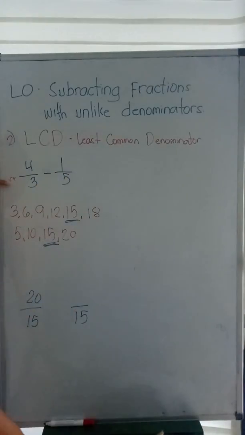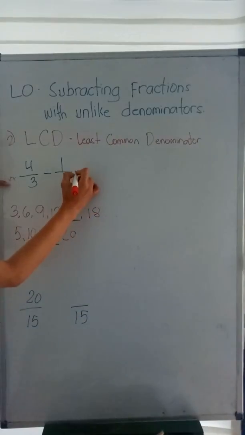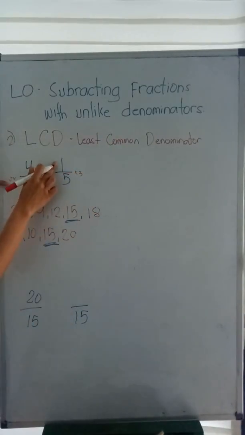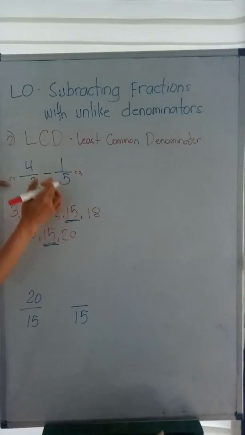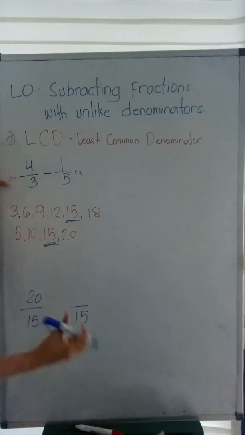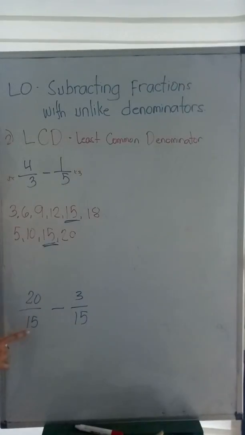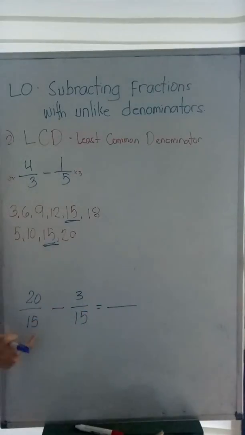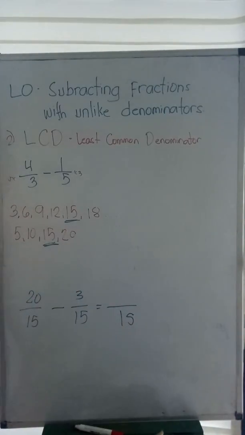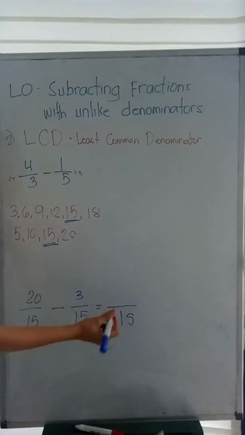Now on this side, what did we multiply to 5 to get to 15? Of course, 3. So we also have to multiply our numerator. 1 times 3 is 3. Now we have this fraction, 20/15 minus 3/15. Since we have the same denominator, you just copy the denominator, 15. Now 20 minus 3 equals 17.